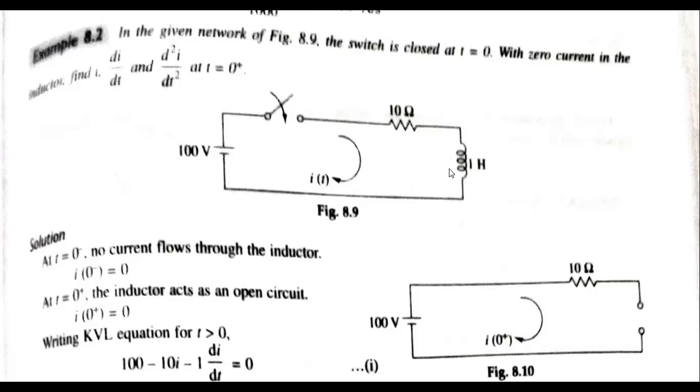What is L? L is nothing but 1 Henry. So here di by dt will be as it is, equals to 0. So how can we write that KVL? That is V minus IR equals to 0, that we need to apply here. And you need to redraw the circuitry.